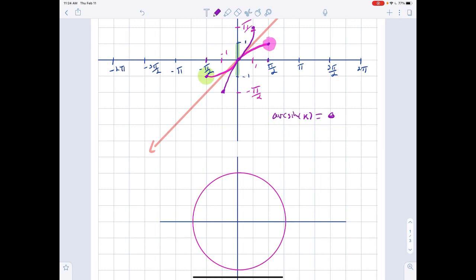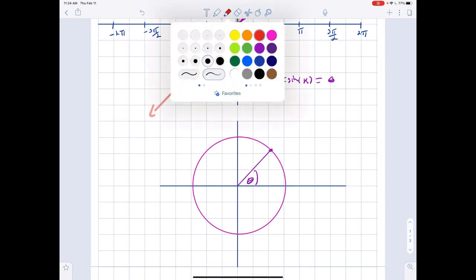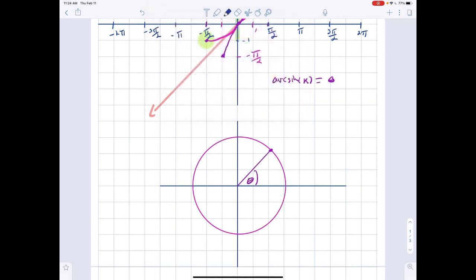So say I have arcsine of k is equal to theta, and this is my theta here. This is what comes out of the arcsine function. Well, I know that the range of the arcsine function is negative pi over 2 to pi over 2. On the unit circle, that is the first quadrant and the fourth quadrant. So if I get this theta coming out of the arcsine function, this has coordinates cosine of theta, sine of theta. Now, of course, this isn't the only solution.